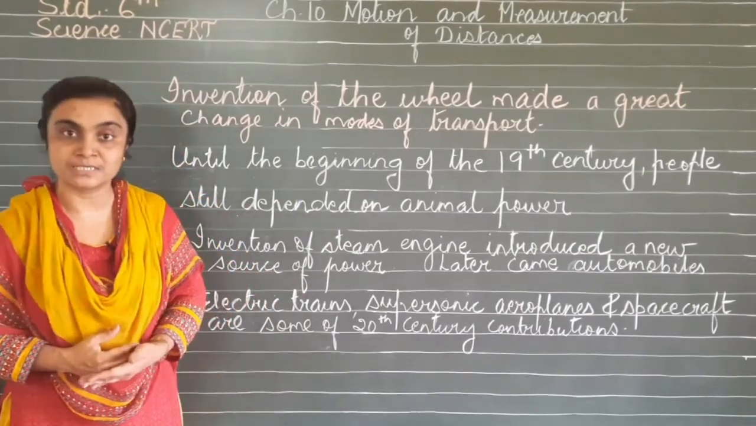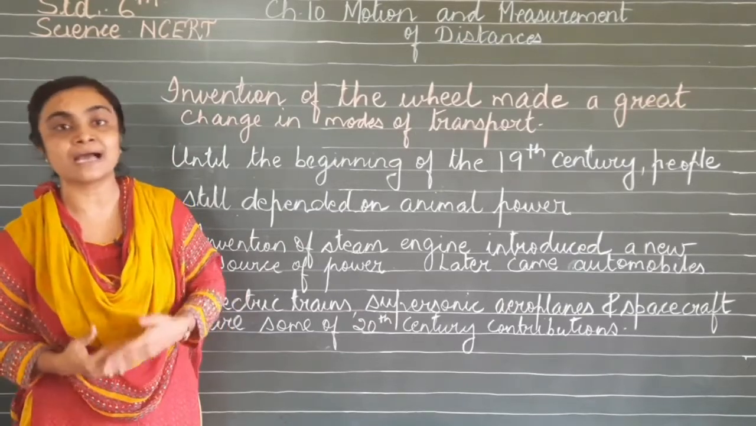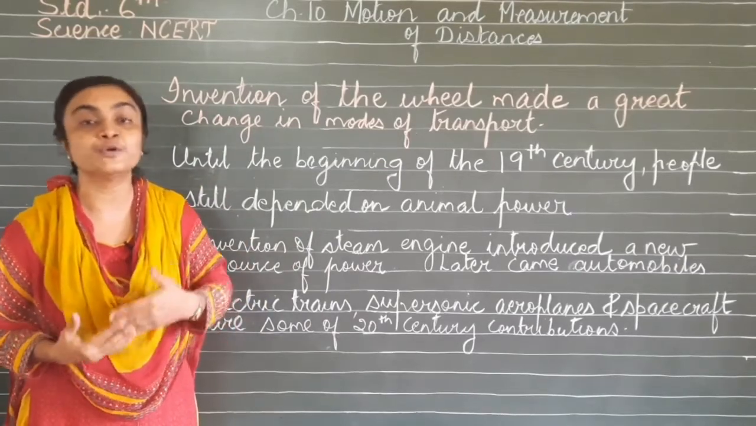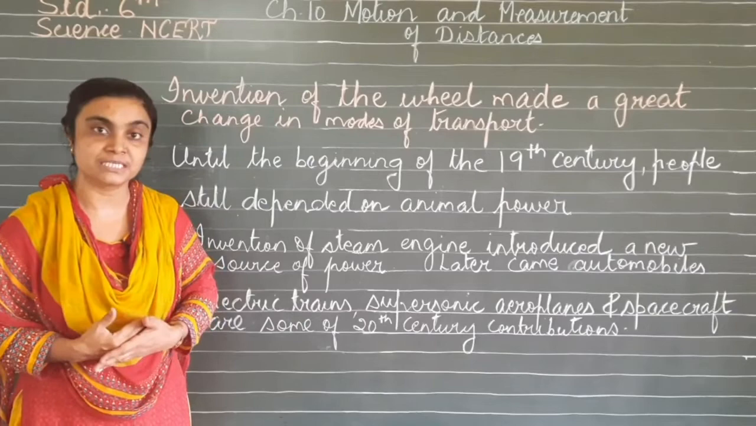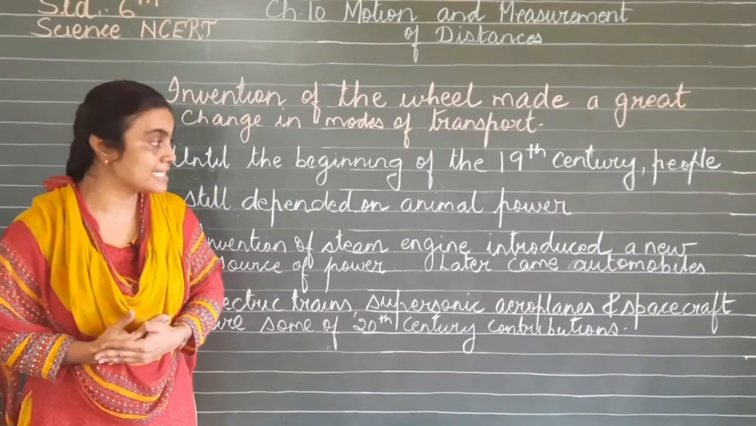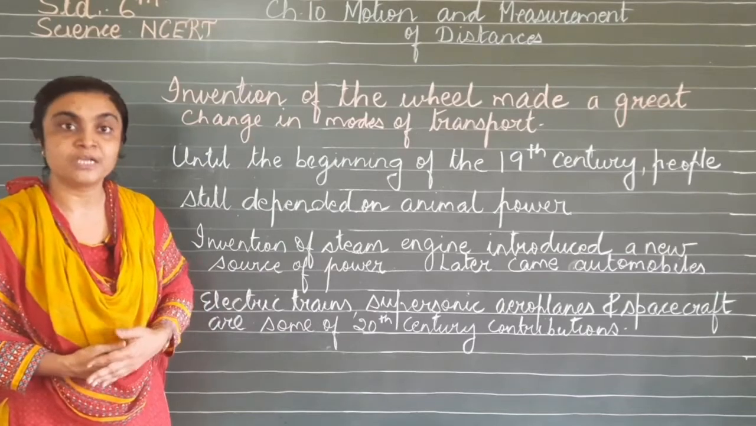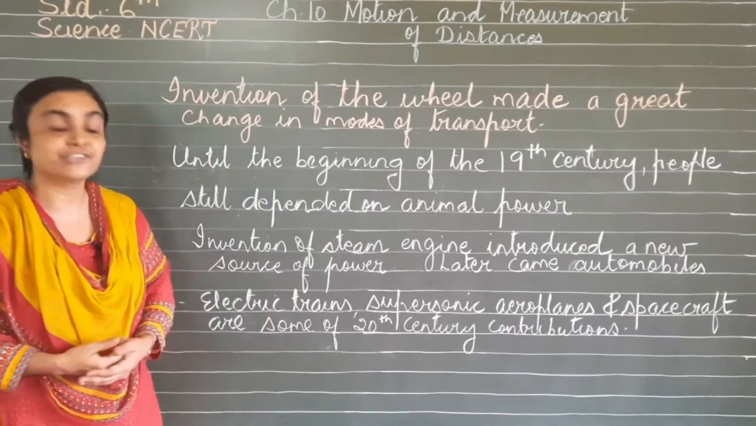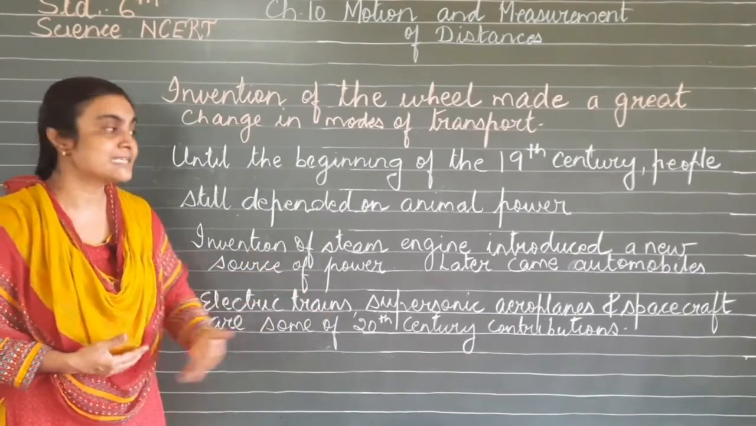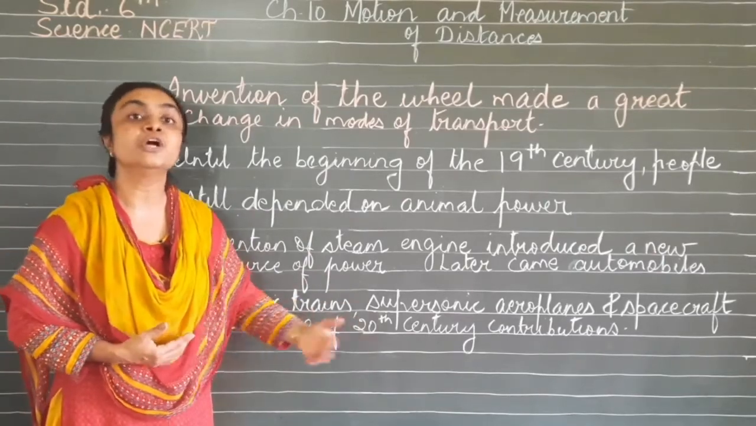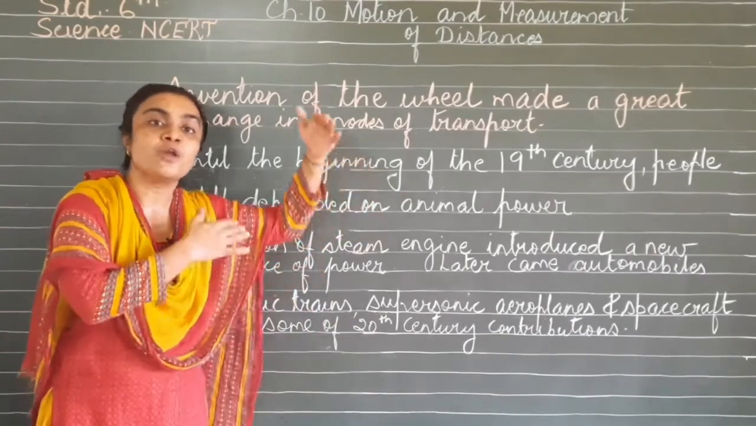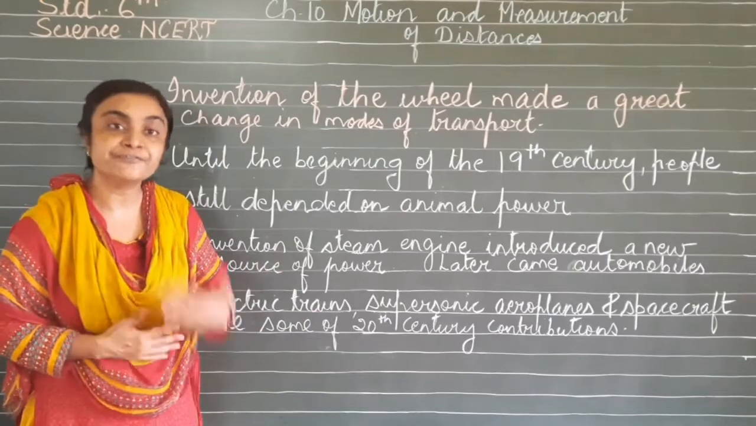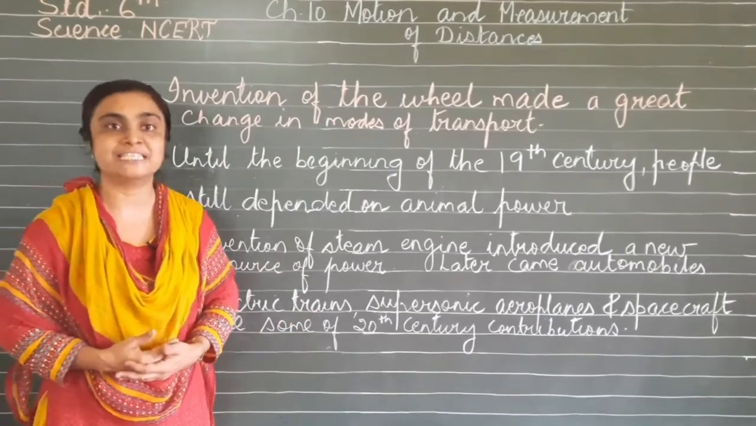Later came the motorized boats. Later came the automobiles, automobiles like cars, scooters. Motorized boats are the boats which were used with the help of machines. So in the 20th century, we can see different modes of vehicles like electric trains, supersonic aeroplanes, spacecraft that came into existence in the 20th century. From long ago we were on foot, and in the beginning of the 20th century we had made different inventions in the modes of transport.